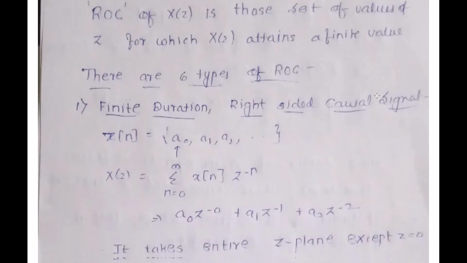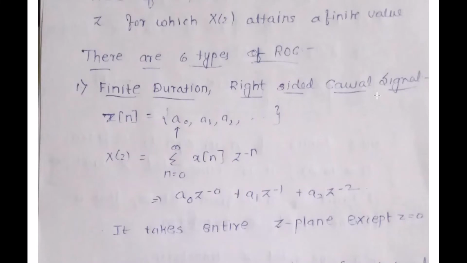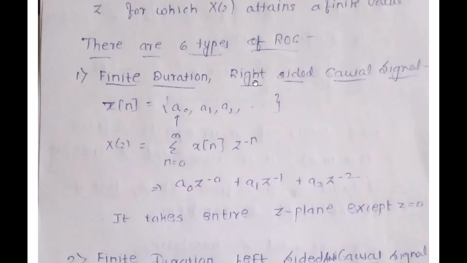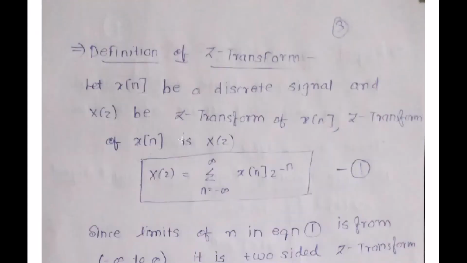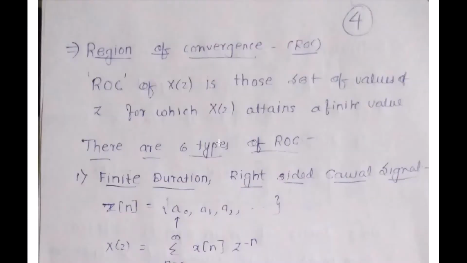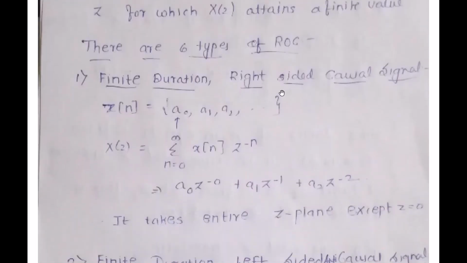So there are different kinds of ROCs that we'll be talking about over here. Just try to understand what you mean by it. Finite duration right-sided causal signal. Hence we have X(z) as the summation from 0 to infinity. If you know the basic formula, it says minus infinity to infinity. But when I talk about a finite duration right-sided causal signal, X(z) is given from 0 to infinity, because we are starting from 0 to infinity, x(n) z raised to minus n.